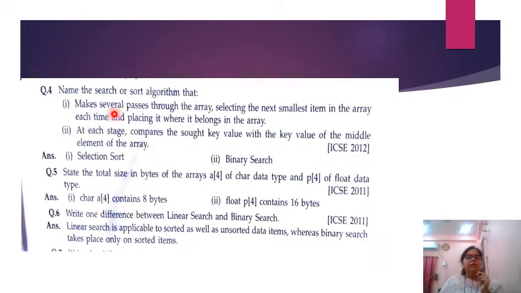Now next, name the search or sort algorithm. We have to name which type of algorithm this is. Make several passes through the array, selecting the next smallest item in the array each time and placing it where it belongs in the array. It is selection sort. At each stage, compare the search key with the key value of the middle element of the array. It is binary search.